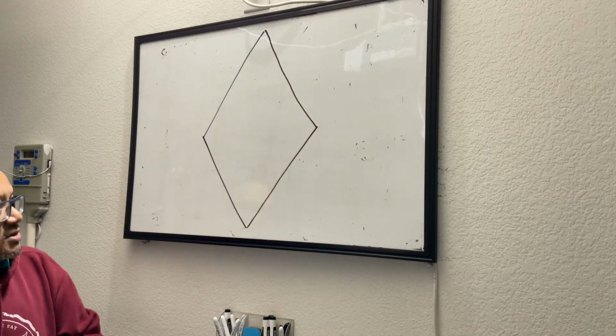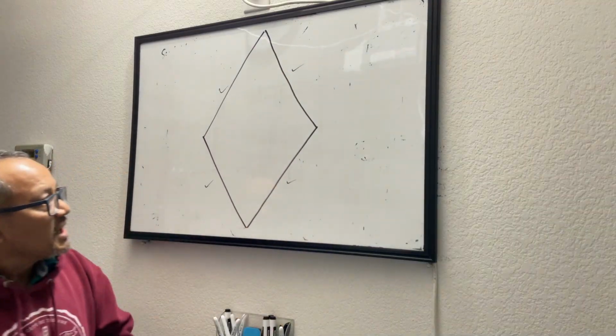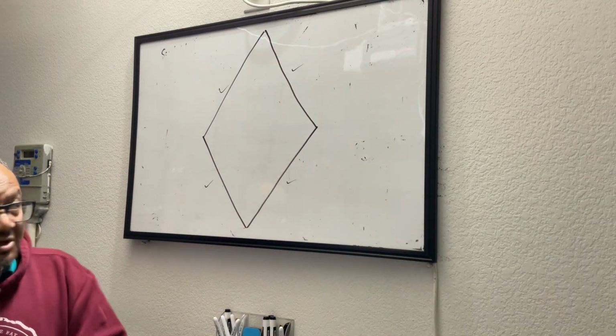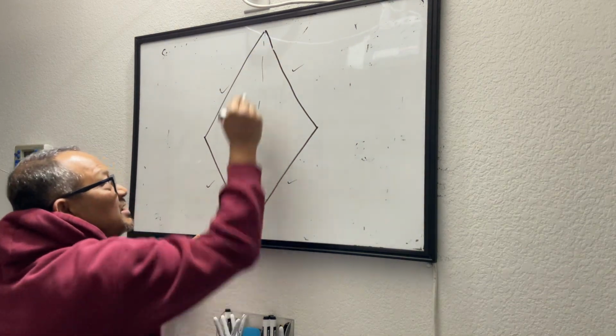So this is a rhombus, okay? So this side, this side, this side, this side are the same. If I have to find out the area of the rhombus, I will tell you guys that let's look at this picture a little bit more.